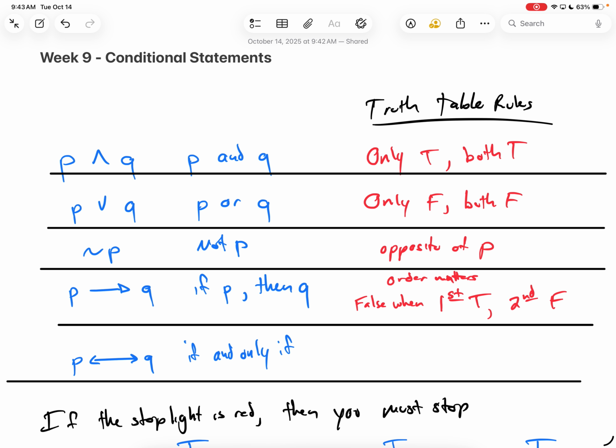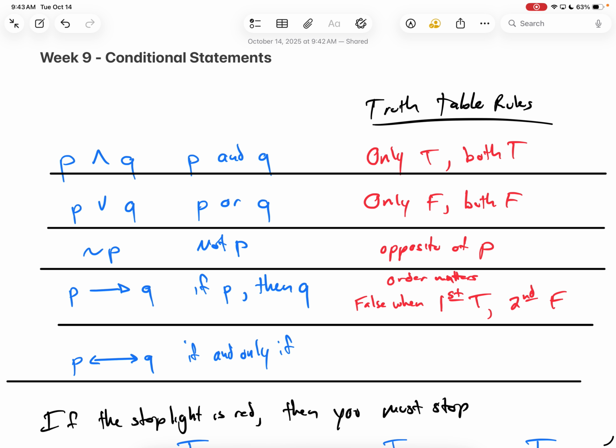The squiggly line means not P. That is the opposite of P. So if P is true, you make it false. If it's false, you make it true. You just do the opposite of whatever you have there. And the new one that we're going to focus on today is the if-then. If P, then Q. Okay.